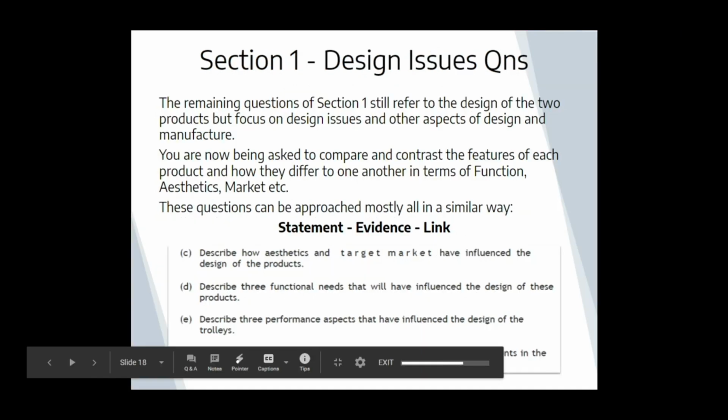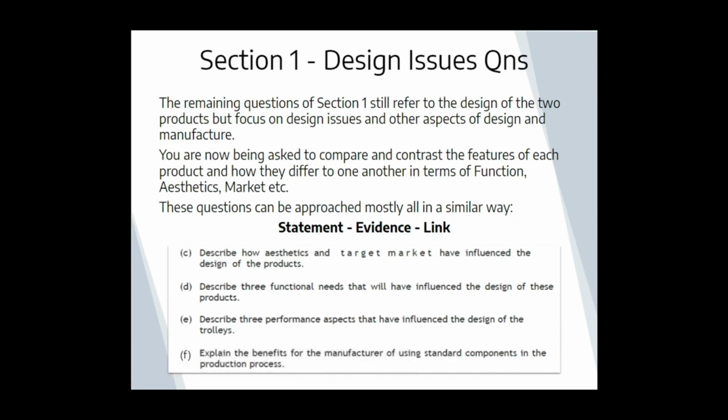So to continue on with our exam practice answering technique for section 1 questions for higher design and manufacture, we're going to now look at the remaining questions from section 1. There's usually about another 3 or 4 at least questions for section 1 to give you up to your total of 25 marks. The remaining questions still refer to the design of the two products from page 1, but they'll focus mostly on design issues and other aspects of design and manufacture.